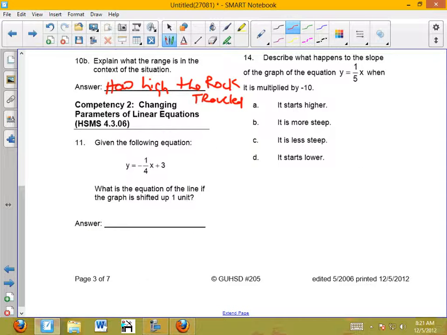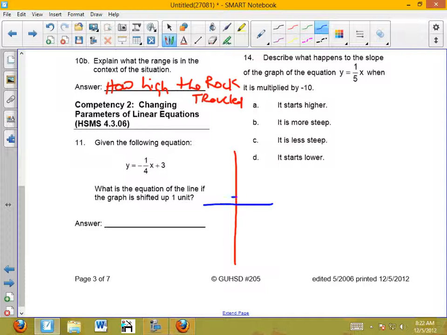Okay, competency 2, we're talking about how do we change the equation of a line. So what is the equation of a line if the graph is shifted up 1 unit? Up, you add. Down, you subtract. When you shift up or down, you're talking about movement along the y-axis.